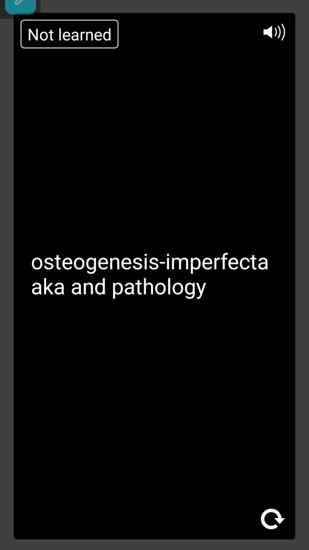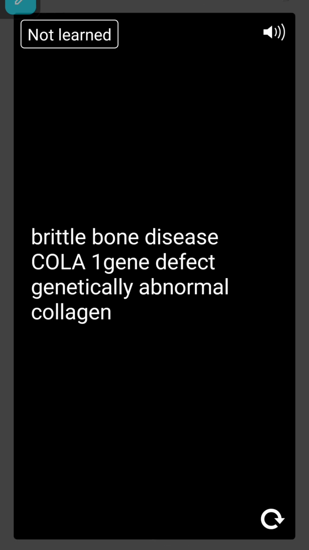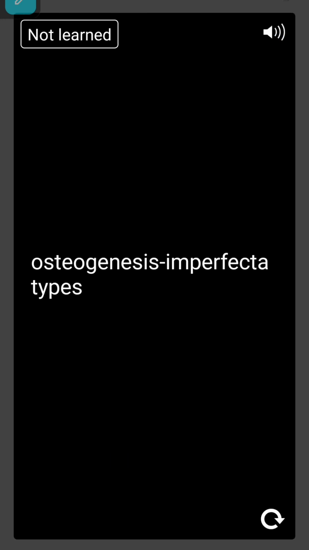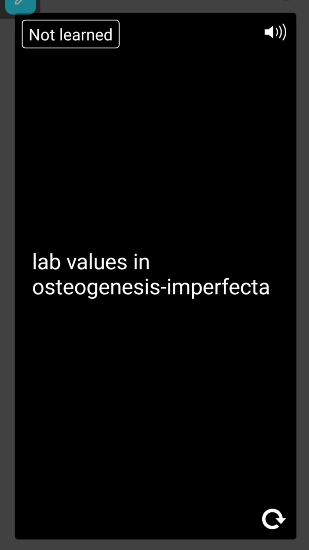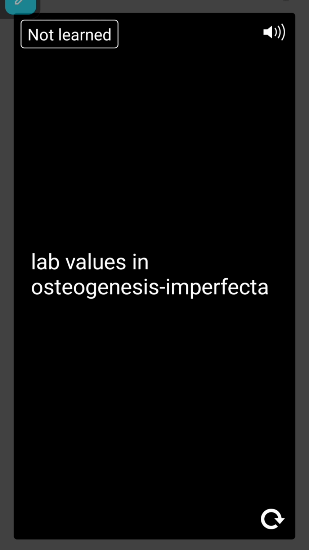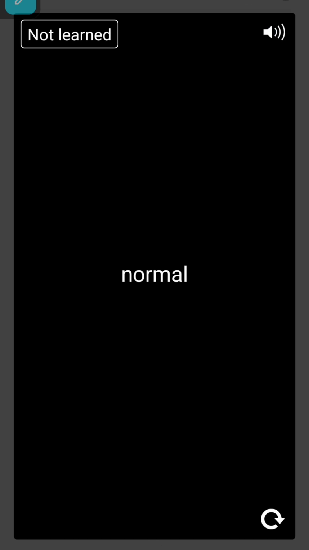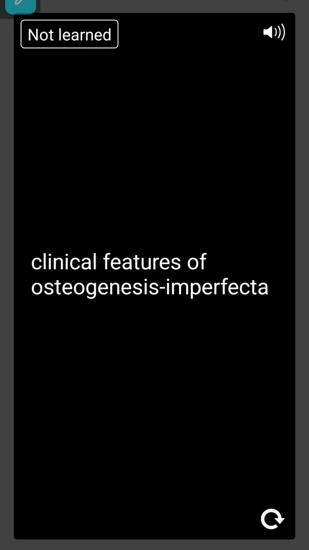Osteogenesis imperfecta, aka brittle bone disease, is due to COL1A1 gene defect, genetically abnormal collagen. Osteogenesis imperfecta types: type 1, AD, recurrent fractures. Type 2, AR, multiple fractures in utero seen. Lab values in osteogenesis imperfecta: normal.